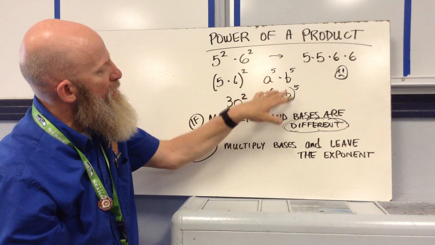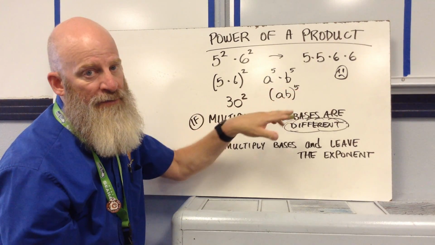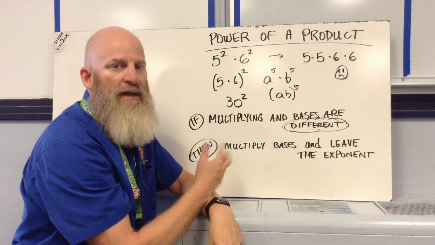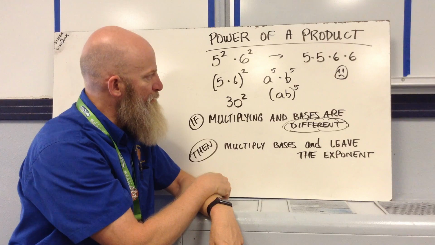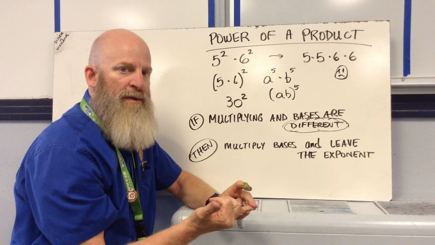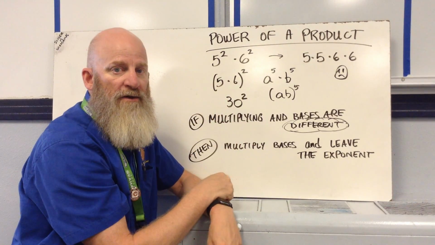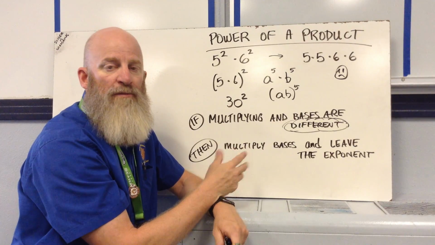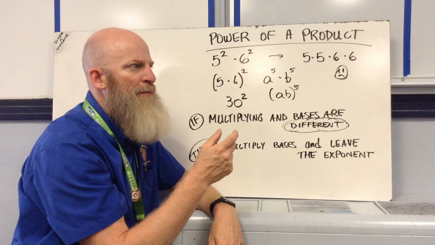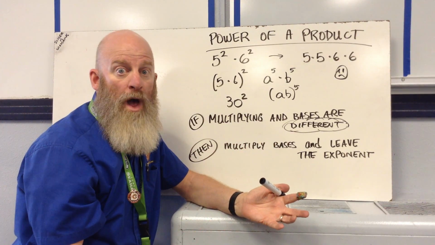Some teachers are going to want you, in some cases, to leave them separate like this, so a times b to the 5th. But in this case, since they're both numbers, we can just go ahead and multiply 5 times 6 and get 30. So, product of powers, quotient of powers, power of a power, power of a product. Those are our first 4 exponent properties that we're going to work on. Next we'll be doing, I think, what happens if your exponent is negative, and what happens if it's 0. Stay tuned.